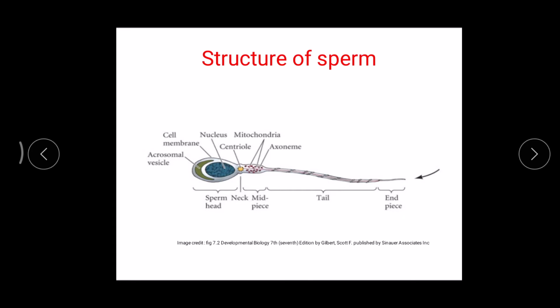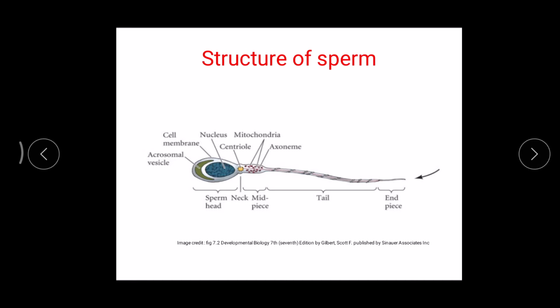So let's have a look at the structure of sperm. Sperm includes the sperm head, middle piece and tail. The sperm head is composed of acrosomal vesicles which contain lytic enzymes. Then it has a highly compact nucleus.